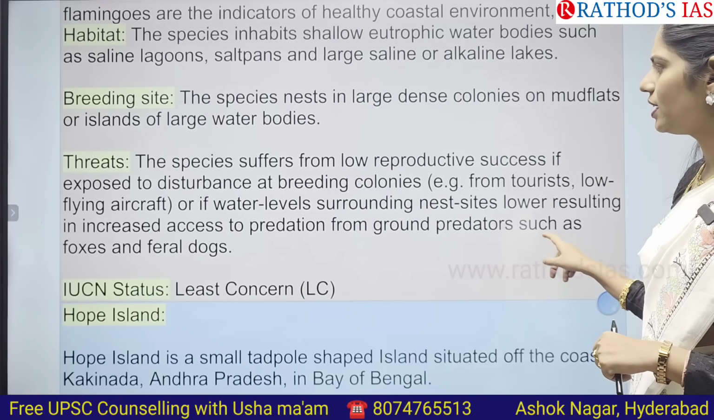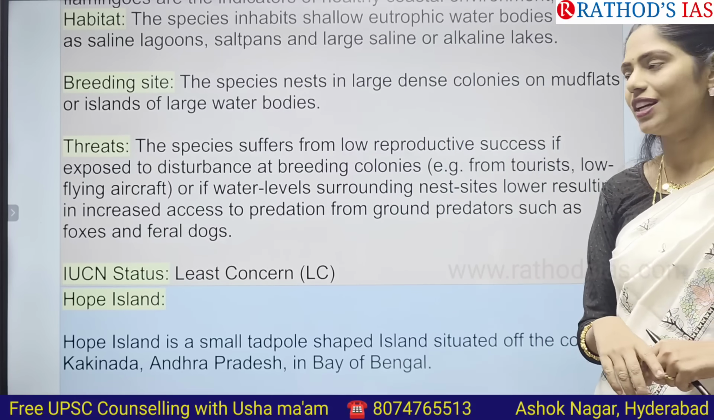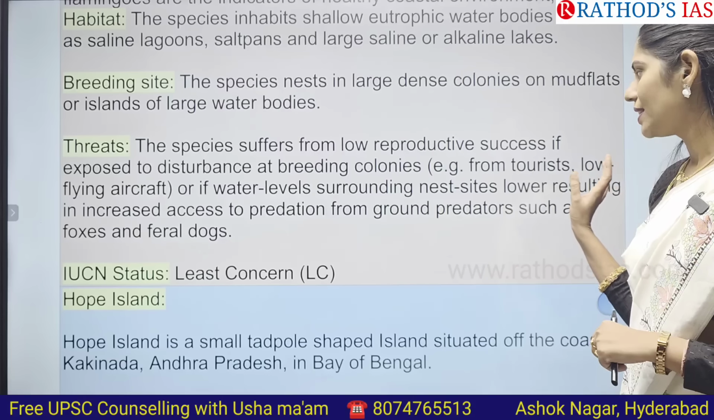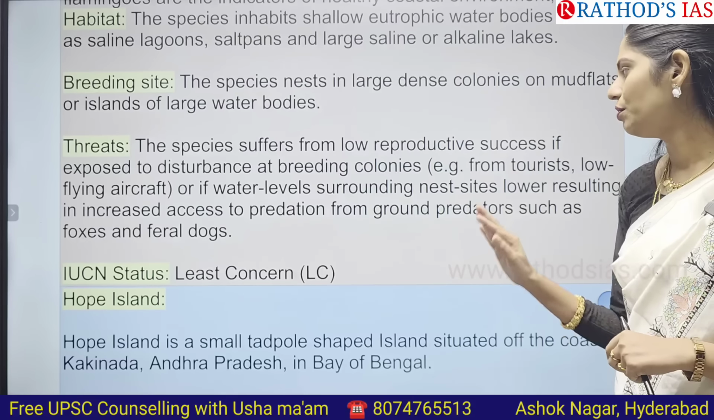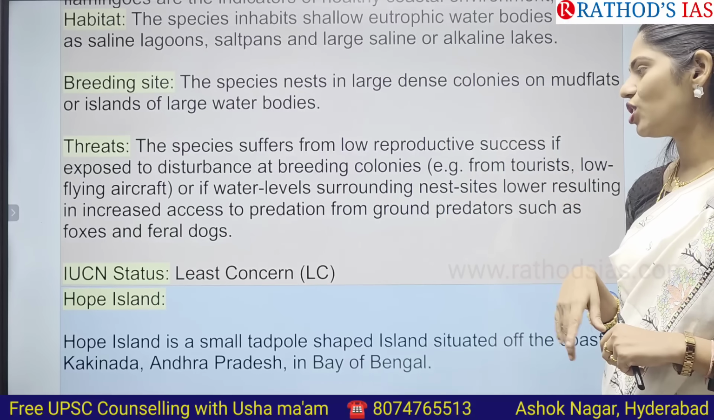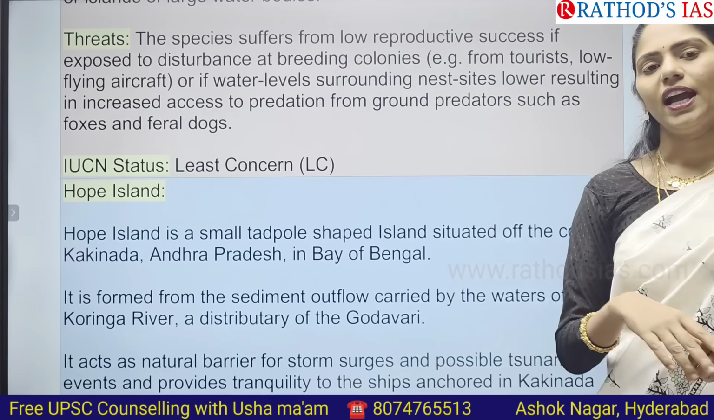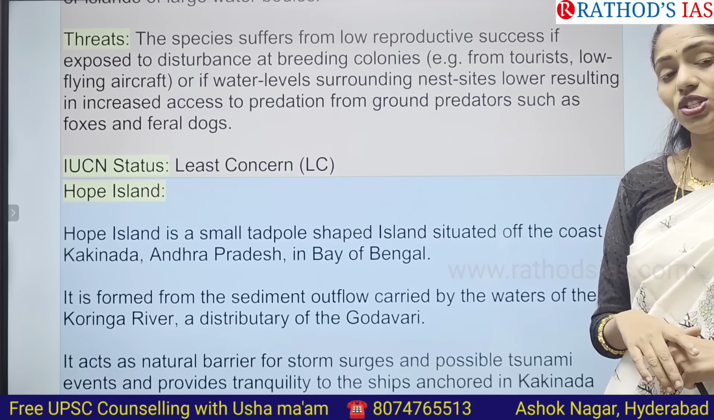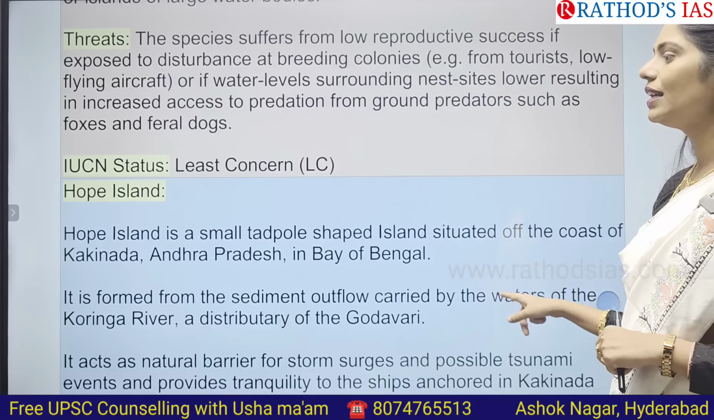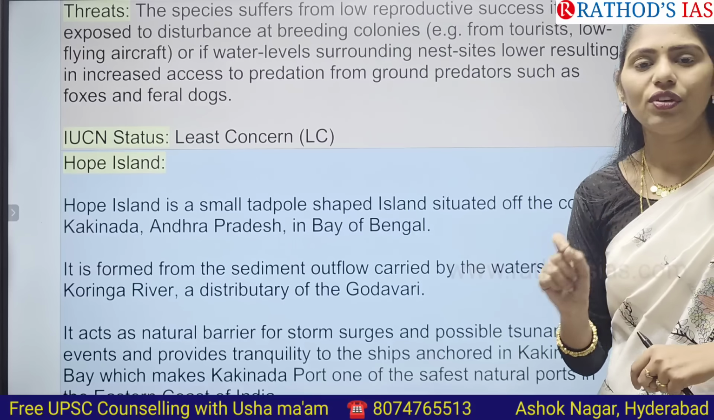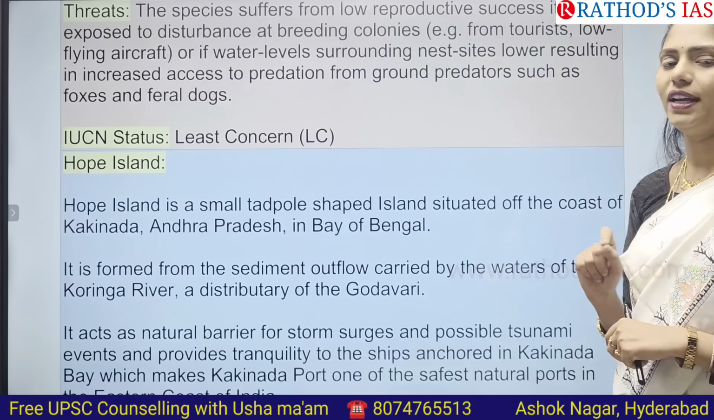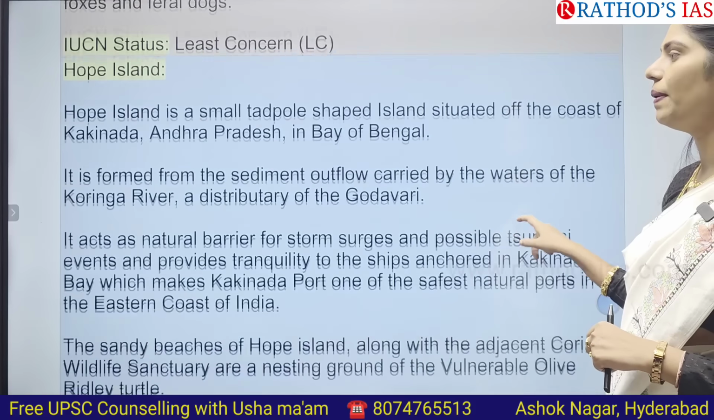And the next important thing here is that you are facing lots of threats now. For example, pollution, water levels increasing and decreasing, and even predators. And if you see the IUCN Red List status, they are listed under least concern. And they were identified at Hope Island. Let us see some facts related to this Hope Island.